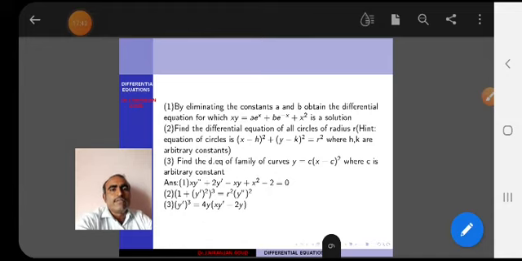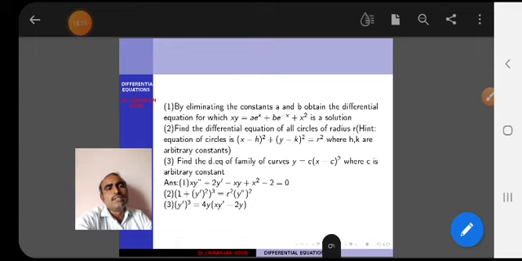See third example. Find the differential equation of the family of curves y is equal to c into x minus c whole square, where c is a parameter or arbitrary constant. So here in this equation we have only one arbitrary constant, so you have to differentiate one time only. Now what is dy by dx? Dy by dx is equal to 2c into x minus c. So y is equal to c into x minus c whole square, dy by dx is equal to 2c into x minus c. From these two equations, eliminate c, find the differential equation.